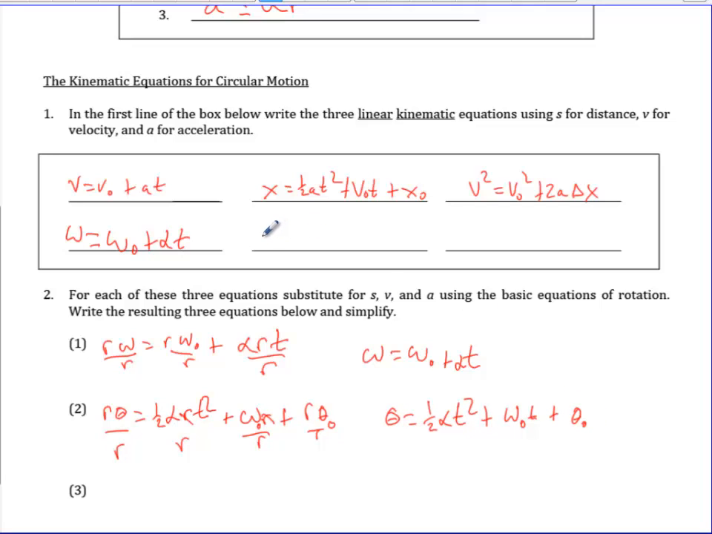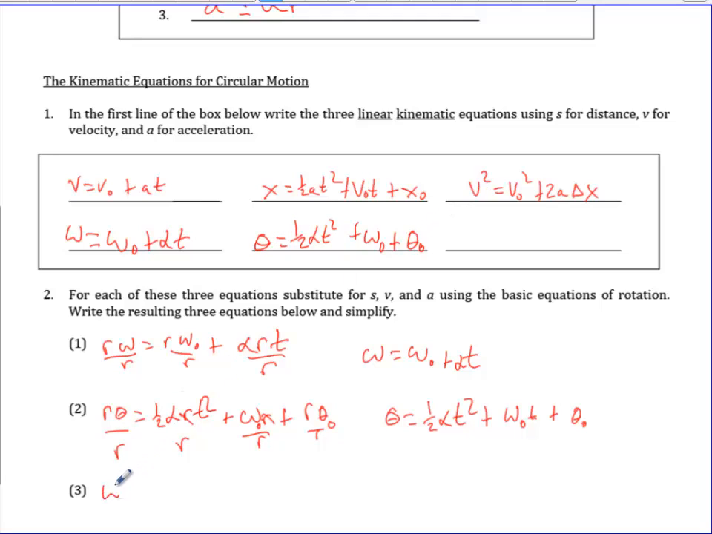So again, I basically just get to replace the x's with thetas, the a with alpha, the velocity with omega, and I have the same equation, it's just in angular terms. I bet we can see how the last one's going.